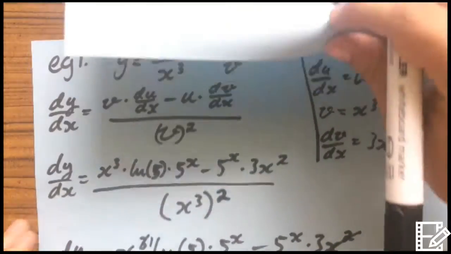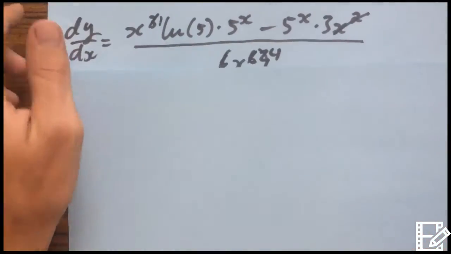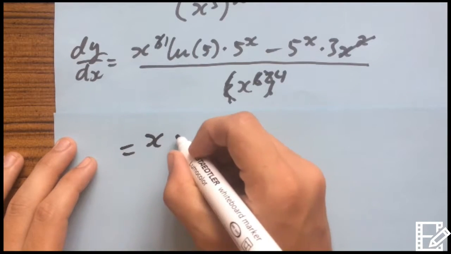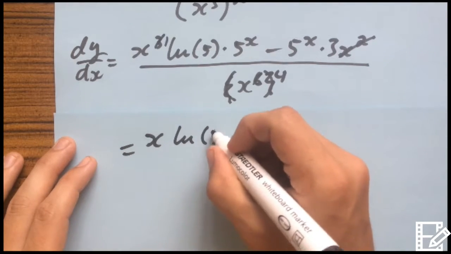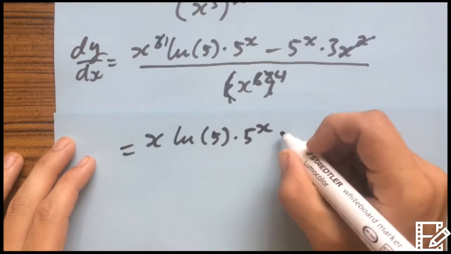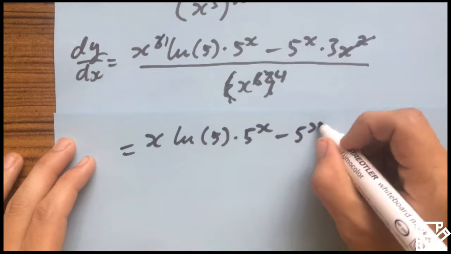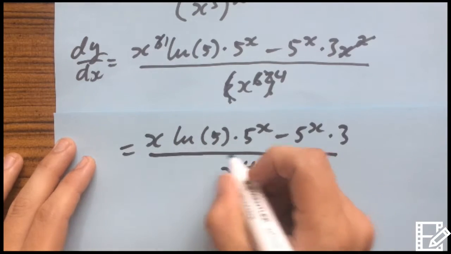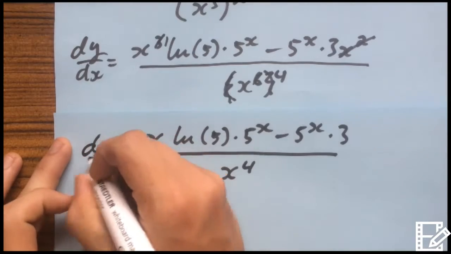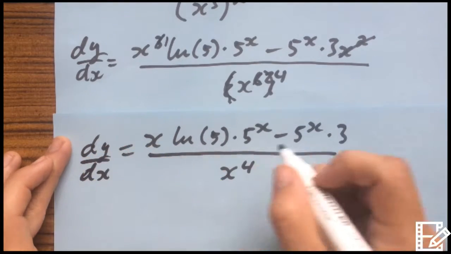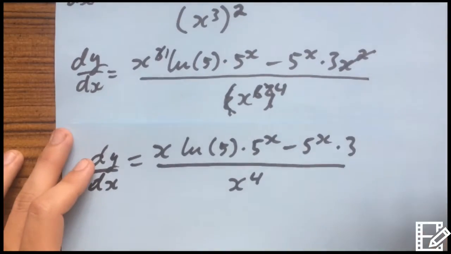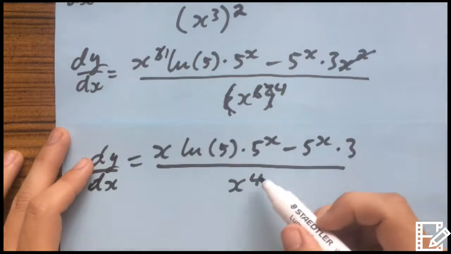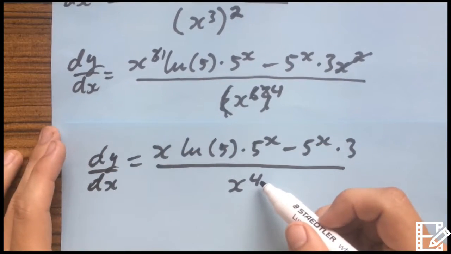I'll rewrite that so you can understand a bit better if you can't. Let's say we have x ln 5 multiplied by 5 to the power of x minus 5 to the power of x multiplied by 3 all over x to the power of 4. What I've done here is just taken 2 off the x, that will make it 0, I've taken 2 off the 3, making it 1, and I've taken 2 off the 6, making it 4.